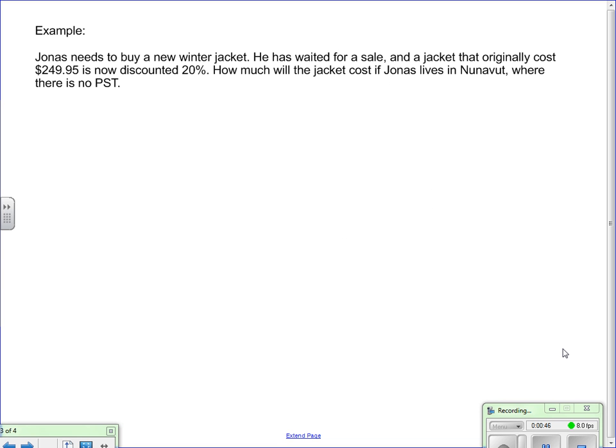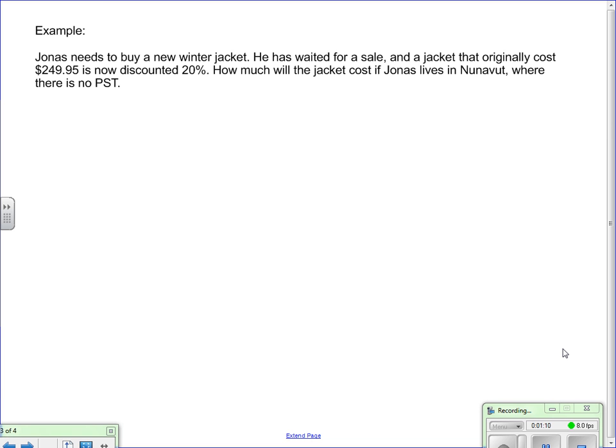First example, Jonas needs to buy a new winter jacket. He's waited for a sale. Its cost is $249.95 and now it's discounted by 20%. So if Jonas lives in Nunavut, because remember each province has a different provincial sales tax, what's the cost of the jacket? And in Nunavut there is no PST.